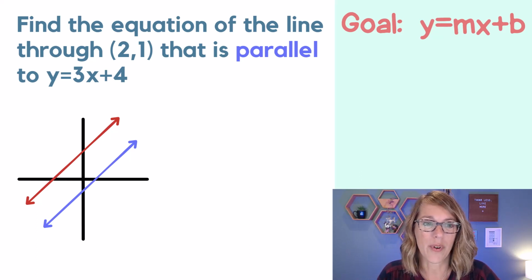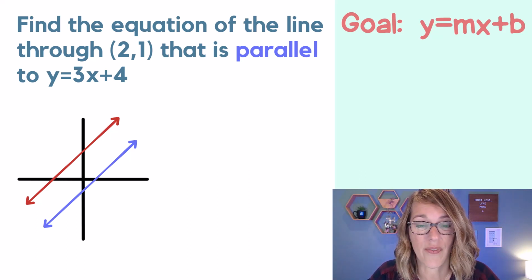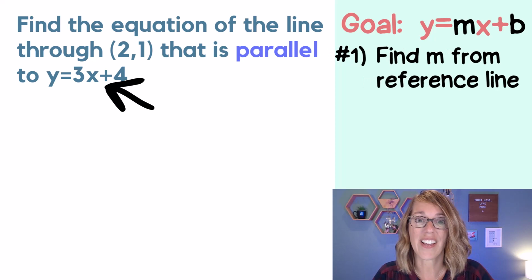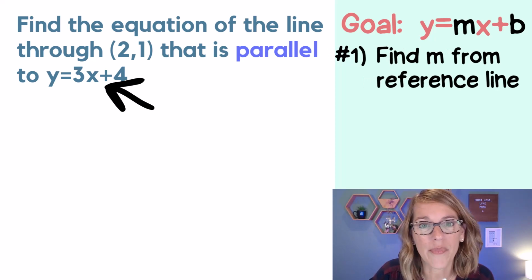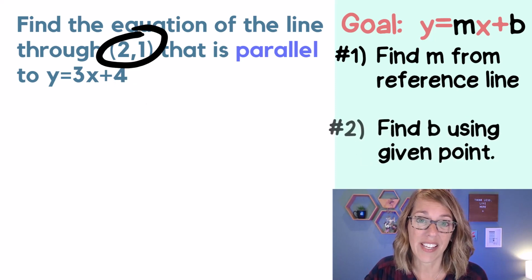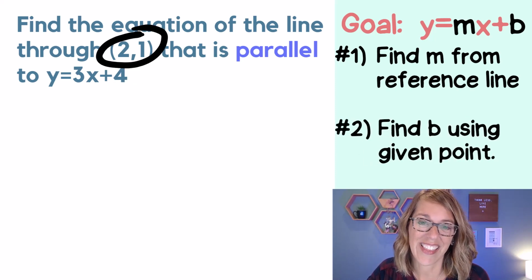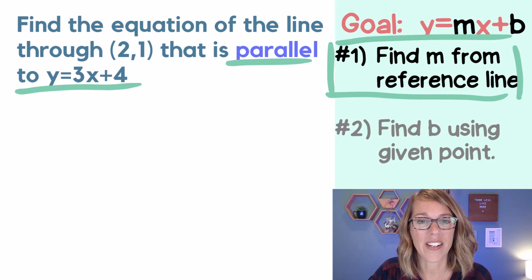Now, in our example, we're going through the point (2, 1), and we're parallel to 3x plus 4. I want to start by finding the slope, and we're going to find the slope from that reference line, which is our parallel line. And then we're going to find b, which we can find by plugging in that point. Let's go ahead and start by finding the slope from the parallel line.